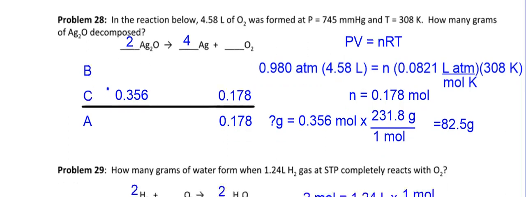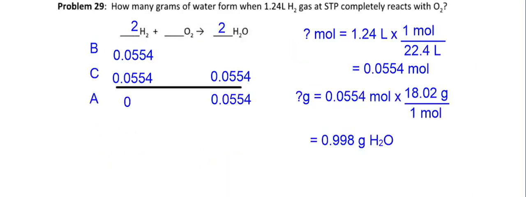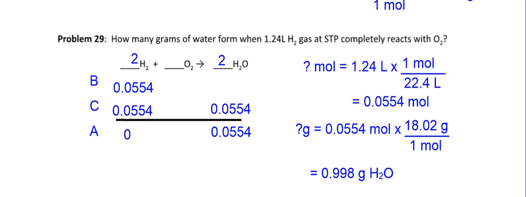All right, how'd you do? Well, this is what I did. Let me extend a little more. There you go. So I have my balanced equation. And once again, I need grams of water, which is not a gas, so I had to use the BCA table to figure out how many moles of water I had. But I do know I have 1.24 liters of hydrogen gas at STP.